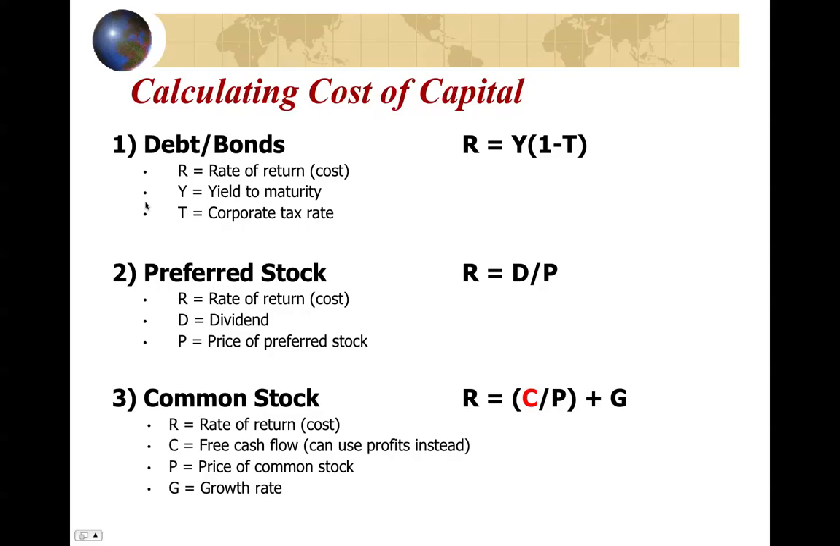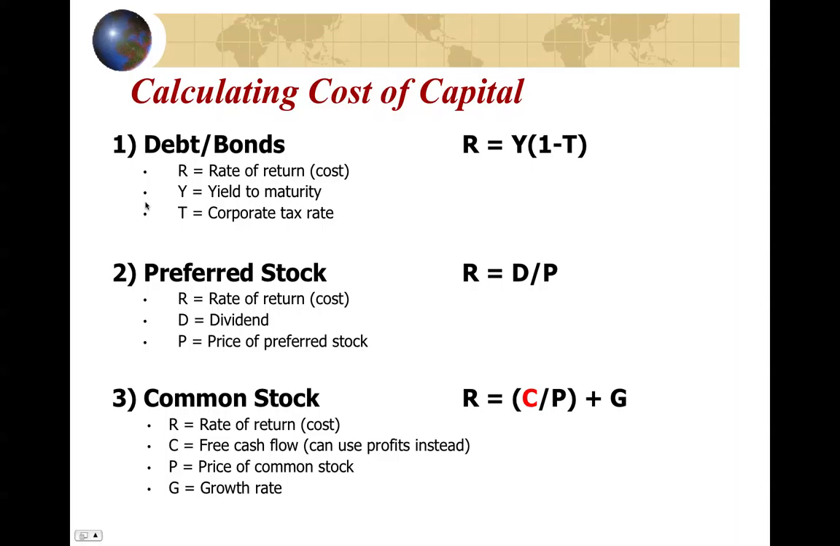So these are ways of calculating the cost of capital. For debt, you take the yield to maturity multiplied times 1 minus the tax rate. The reason that we make the tax adjustment is because interest on debt is tax deductible. Preferred stock is simply the dividend divided by the price, and then common stock is the dividend divided by the price plus the growth rate. Now you may have seen, instead of cash, using dividend.